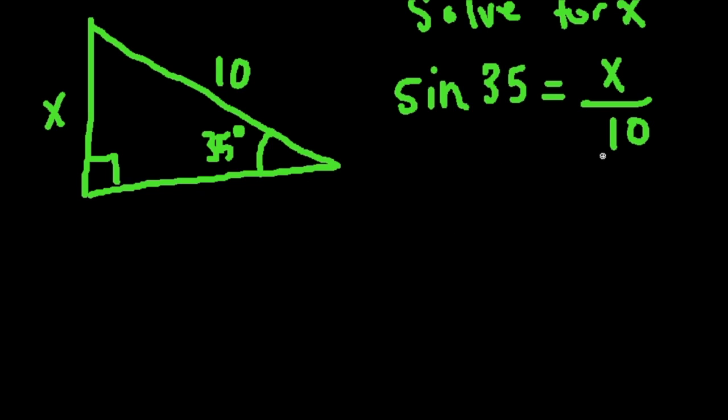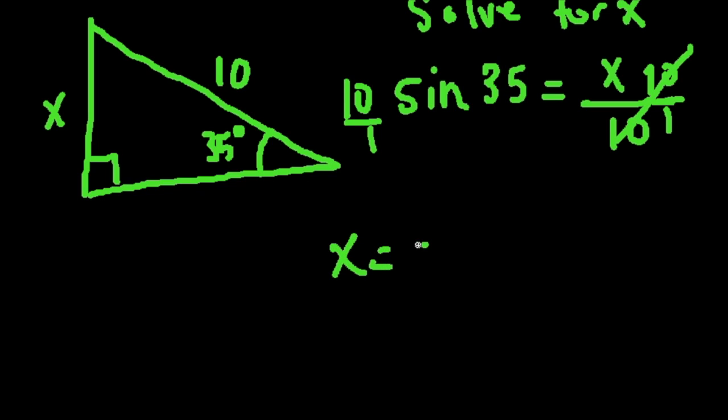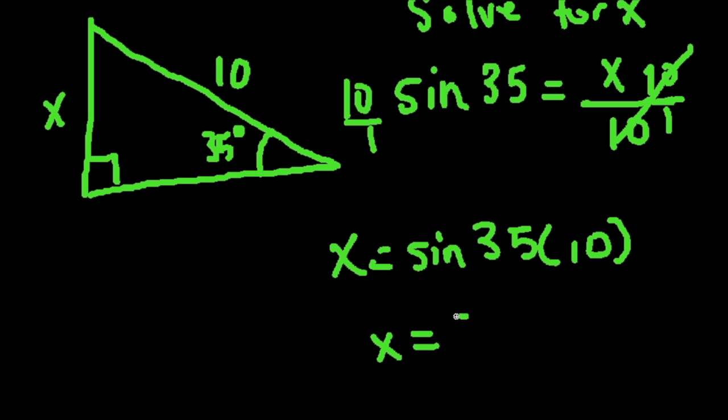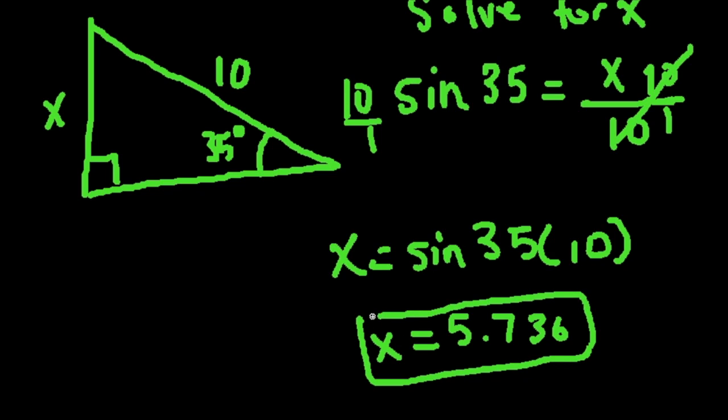Now from there we solve it using our algebraic form. So we've got this 10 on the bottom. We need to multiply it over to the other side. We need to multiply this by 10 over 1 and this by 10 over 1, which cancels out these 10, which leaves x equals sine of 35 times 10. Once again, you'll use your scientific calculator, and that answer comes out to be x equals 5.736.